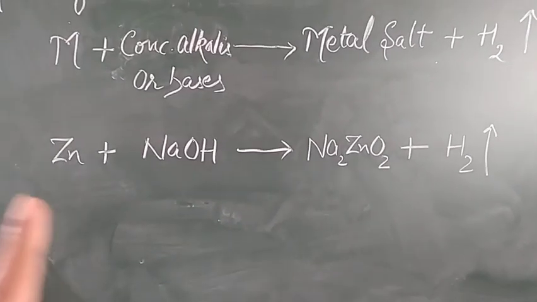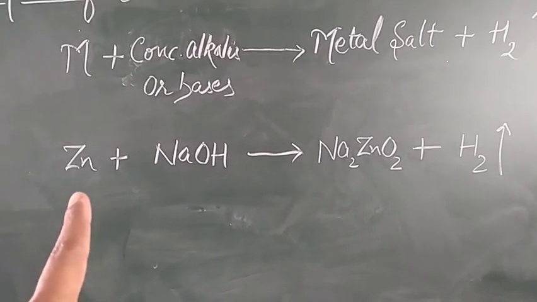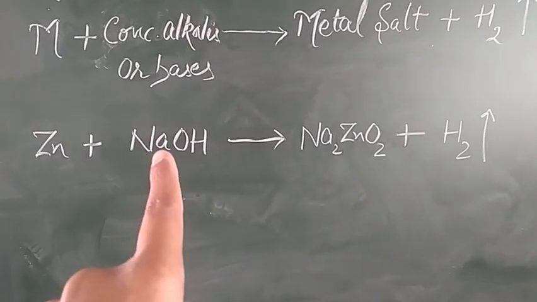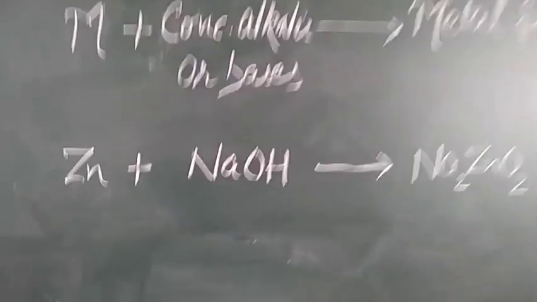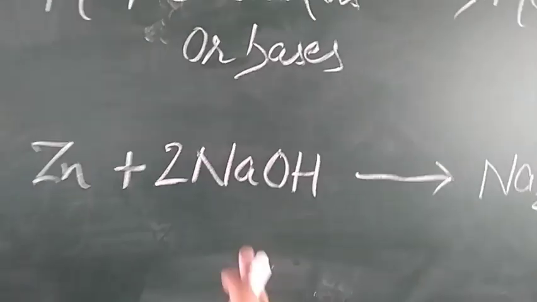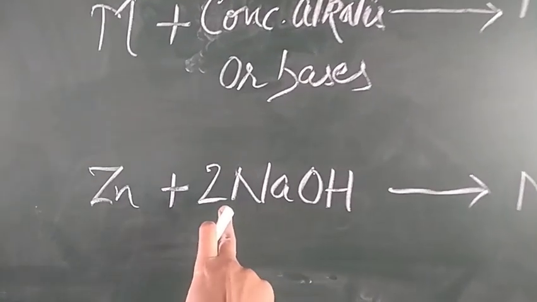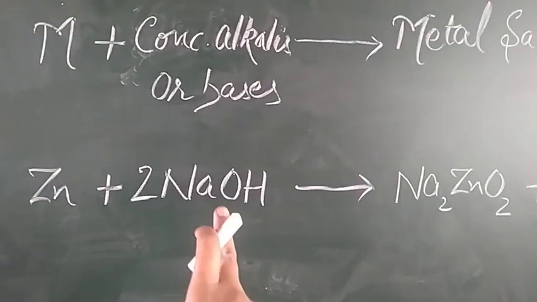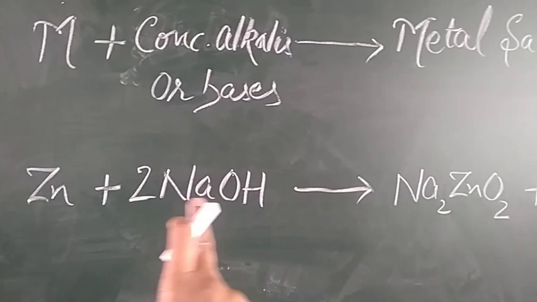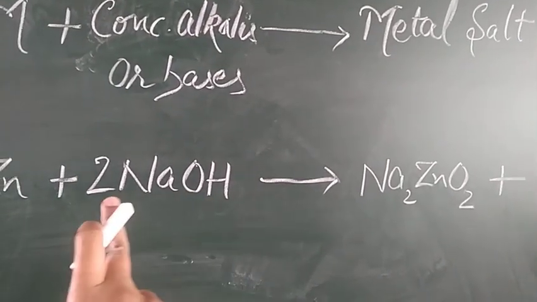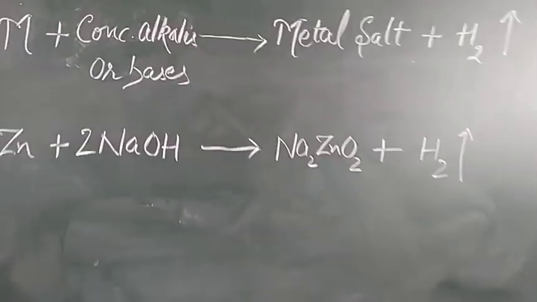Now we will balance. First of all, the metals. Zinc is 1 here and also 1 here. Sodium is 2 here and 1 here, so we put a 2 to balance it. Now sodium becomes 2 here and also 2. Zinc is already balanced. Oxygen is 2 here and also 2. Hydrogen is 2 and hydrogen again 2 here. So our reaction is balanced.